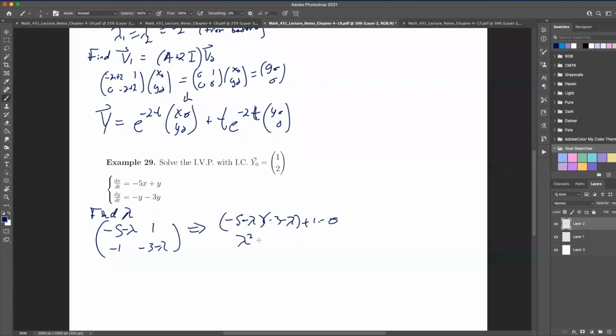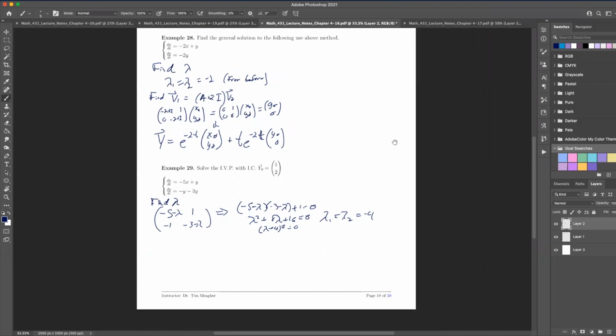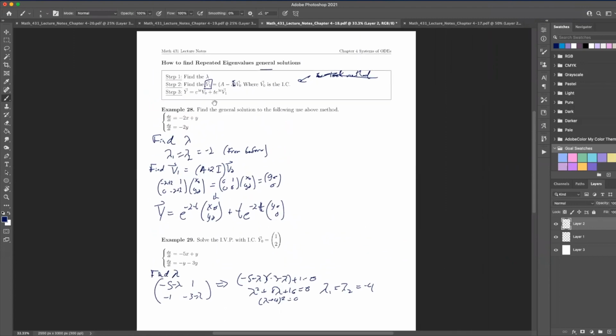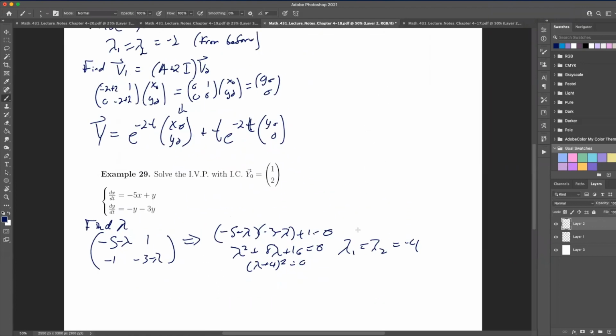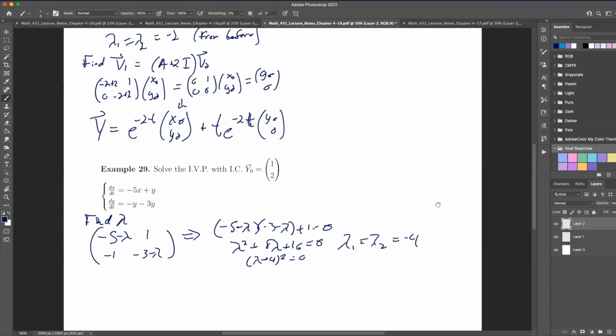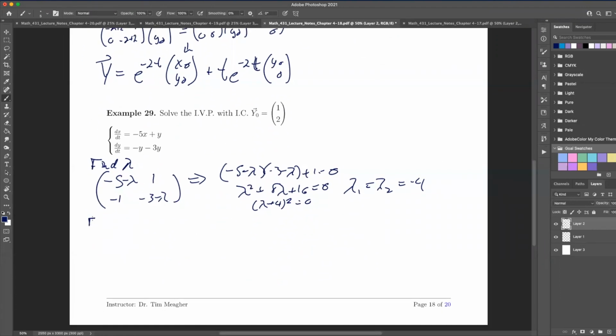Multiply that all out, you're going to get lambda squared plus 8 lambda plus 16 equal to 0. So we have lambda plus 4 squared equal to 0. So lambda 1 equals lambda 2, which equals minus 4. So we have a repeated eigenvalue. Once we have a repeated eigenvalue, we're going to be using these steps right here. So the next thing we do is just find v1. So I'm going to find my v1.